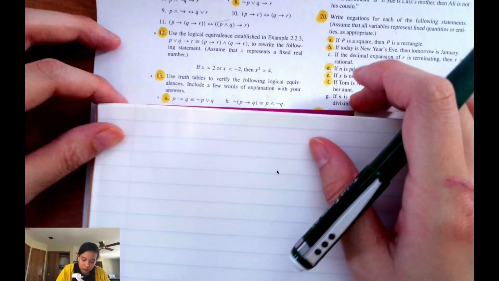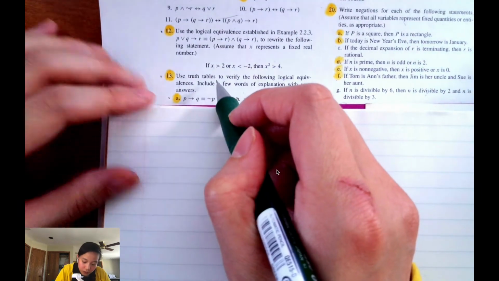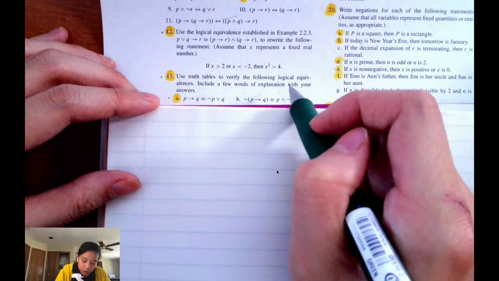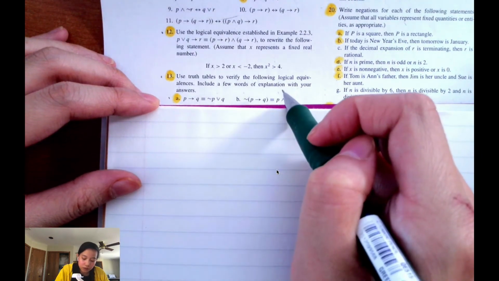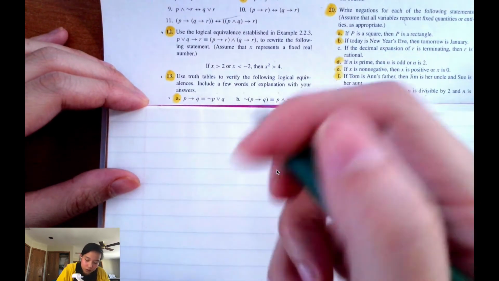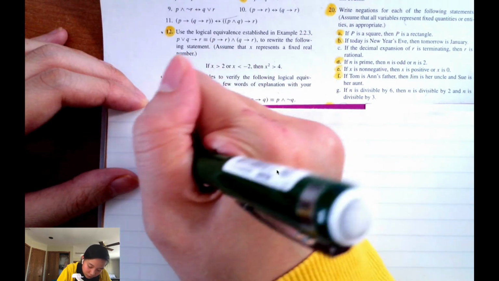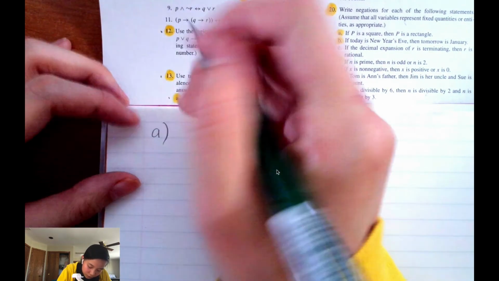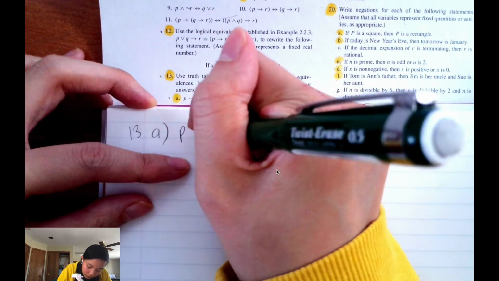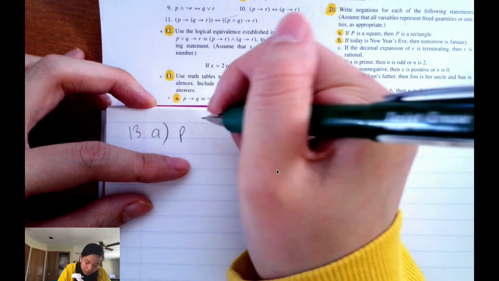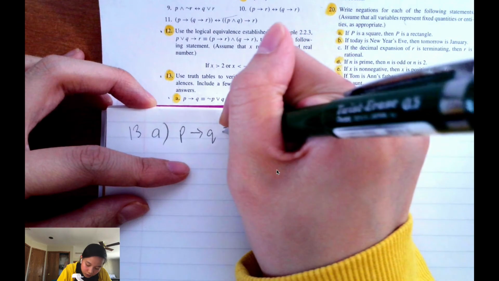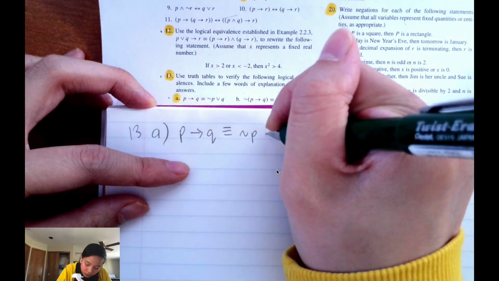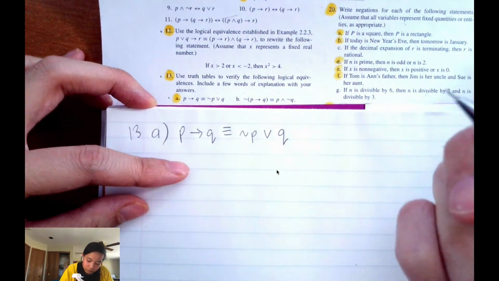Number 13 says, use truth tables to verify the following logical equivalencies. Include a few words of explanation with your answers. So we're just going to do A. We're going to write the truth table for 13A. It says P implies Q is logically equivalent to not P or Q.